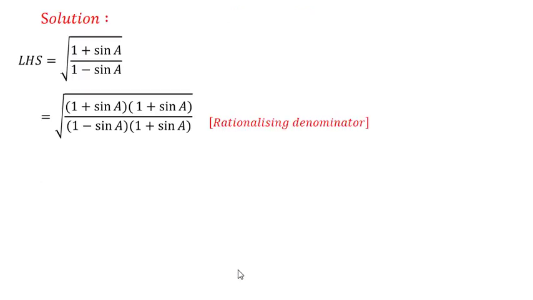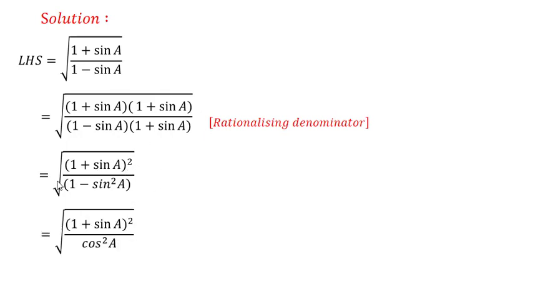So you can write this as 1 minus sin square theta, and in the numerator you can see it is 1 plus sin A into 1 plus sin A. So you will write it as 1 plus sin A the whole square. Now my numerator is 1 plus sin A the whole square, and the denominator is cos square A. As the numerator and denominator are both in square form and they are under the square root, I will cancel the square root with the square, and I get 1 plus sin A upon cos A.